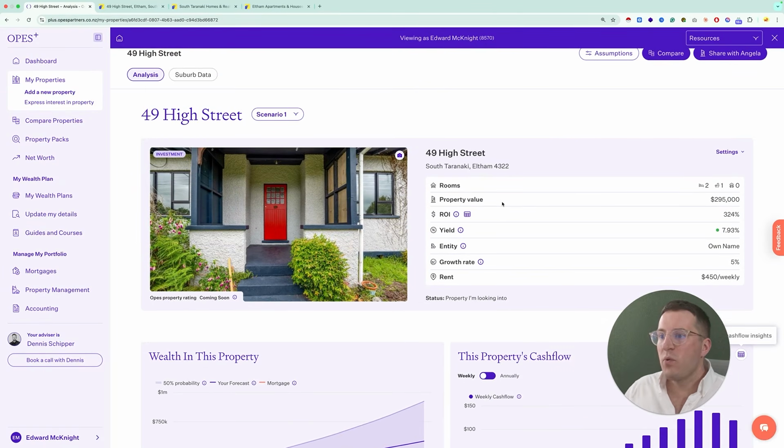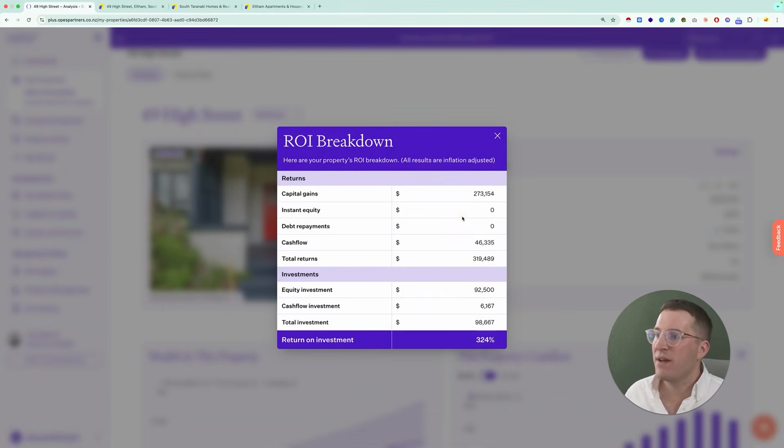Now, of course, we also want to understand that return on investment, and we can click in here and say, okay, based on that property increasing by 5% per year, how much might it go up by over 15 years?